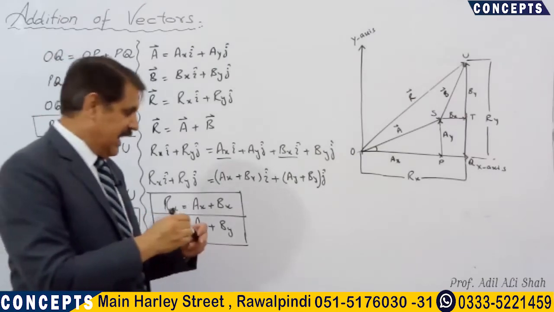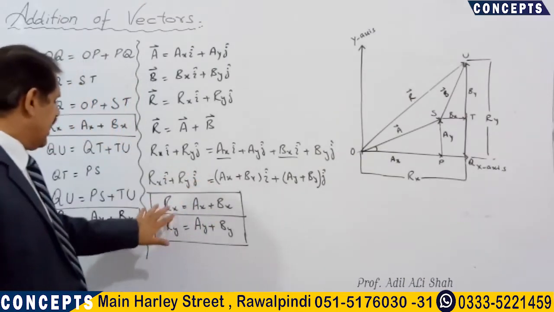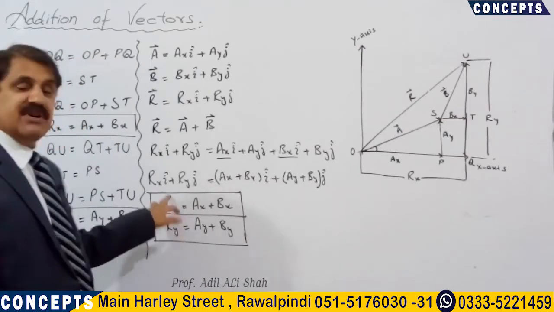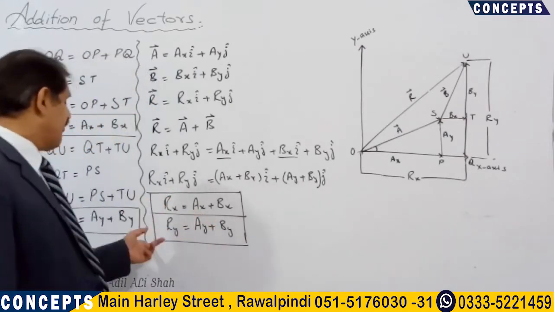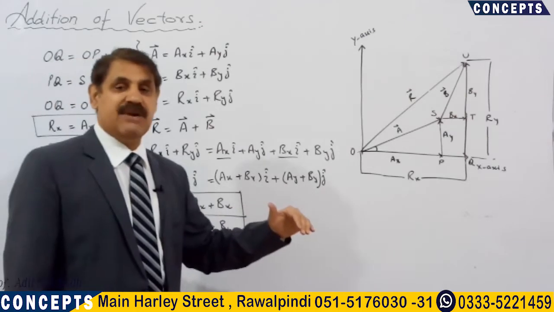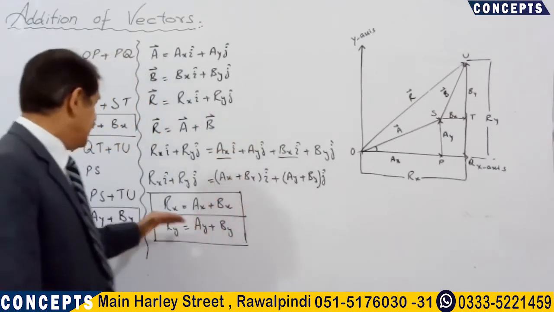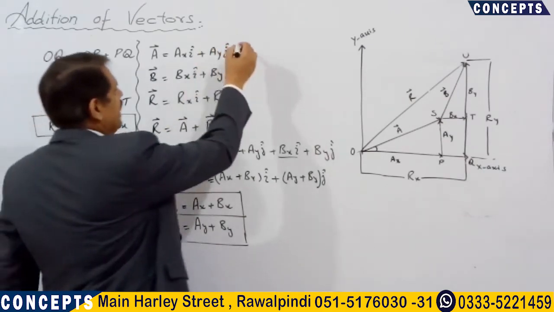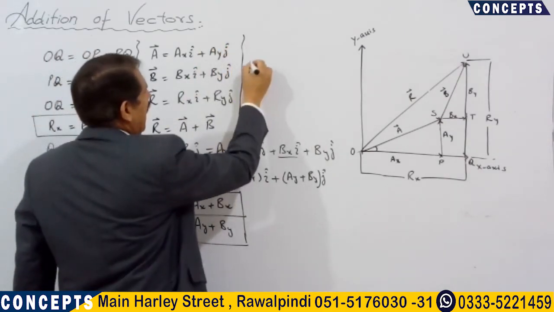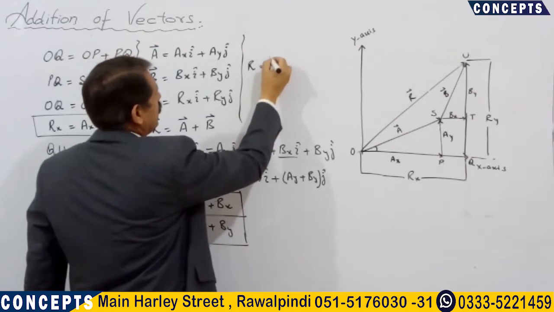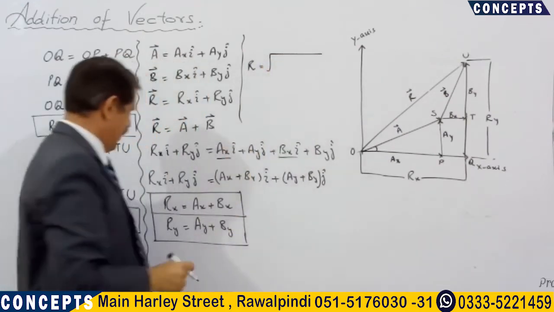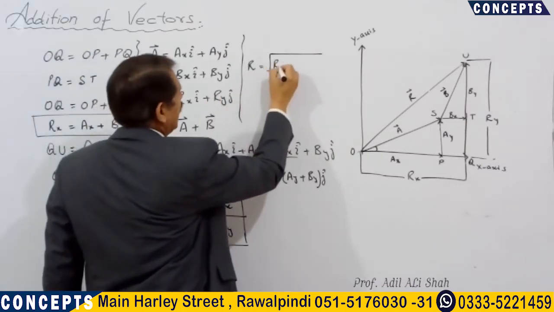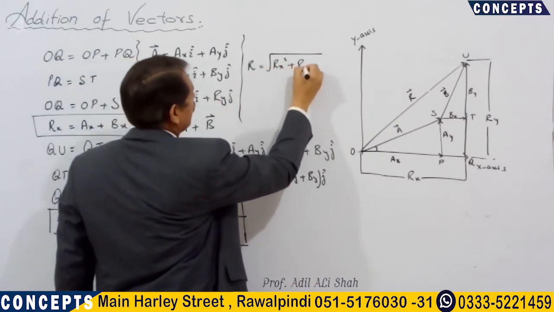Now it means that we have calculated Rx and Ry. What are Rx and Ry? Rx is the x component of the resultant vector and Ry is the y component of the resultant vector. But these are the components. To find out the magnitude, R would be equal to the square root of Rx square plus Ry square.